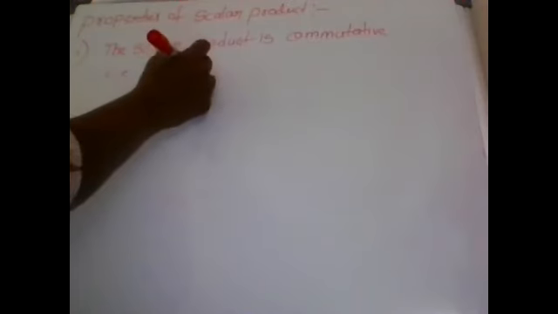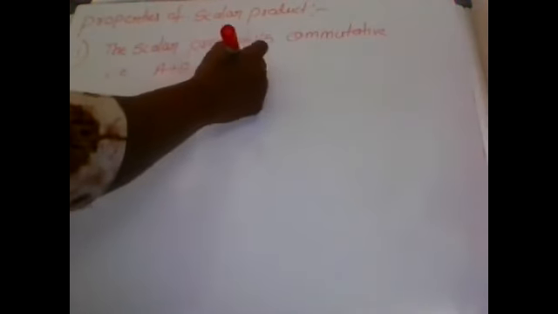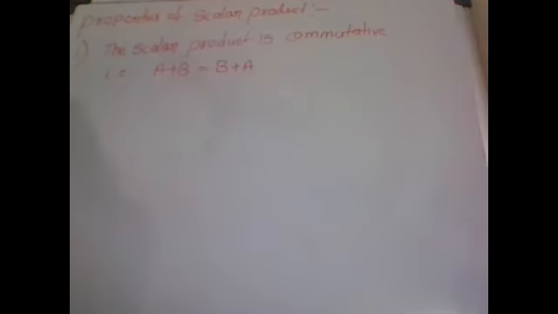If A and B are two vectors, then A dot B equals B dot A. Addition also satisfies the commutative law, but here we have the scalar product, that's why we write the dot: A dot B equals B dot A.